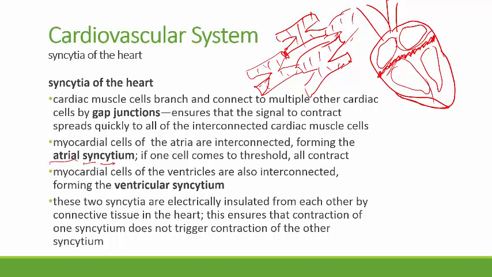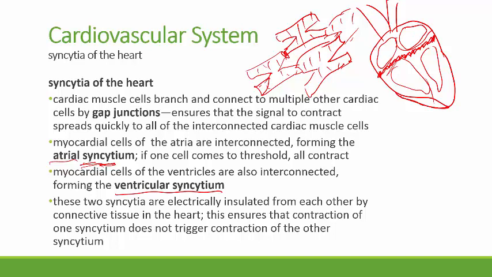We say syncytium. Syn means with or together. Cyte means cell. So these are all the cells that are connected together. And if they're the atrial cells, then it's the atrial syncytium. And the ventricles are also all connected together, forming what's referred to as the ventricular syncytium.